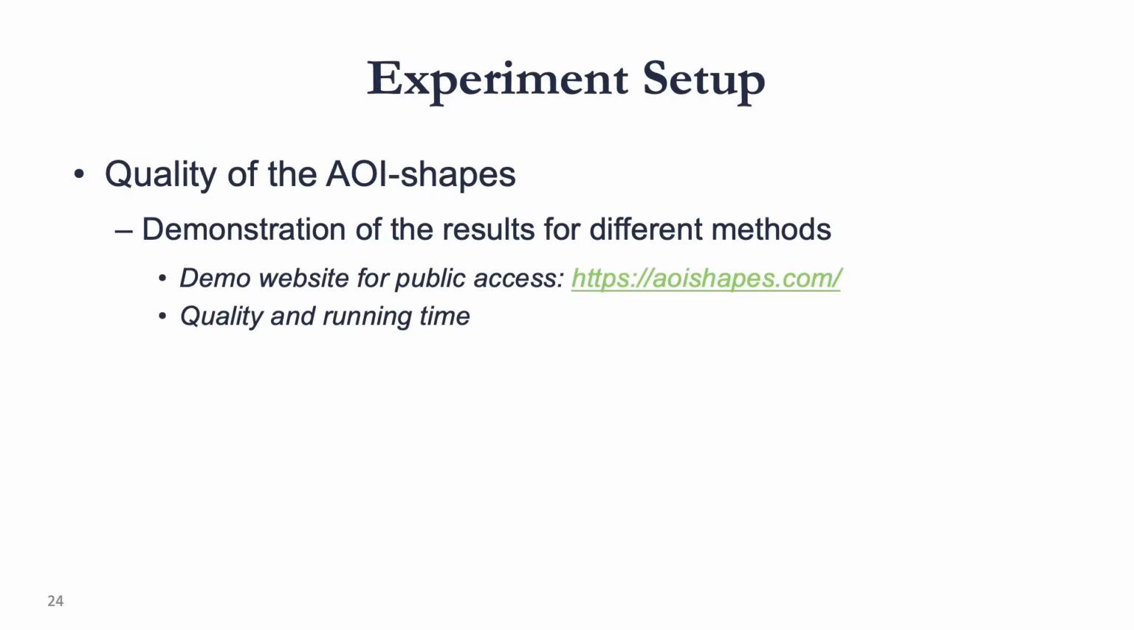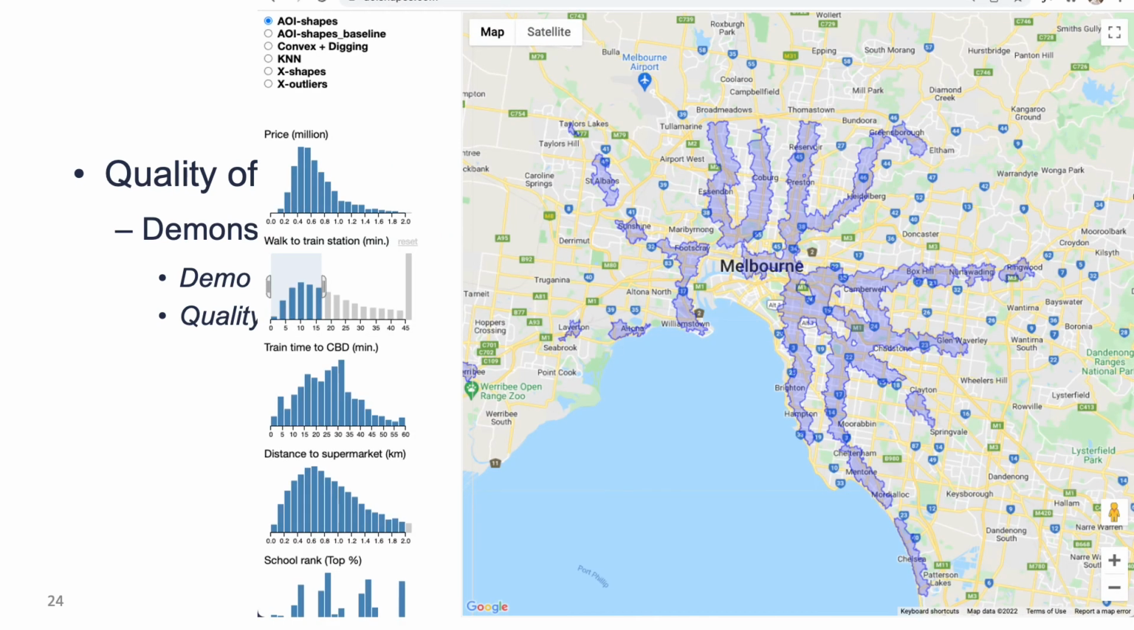We implemented an online demo system using Australian real estate data to demonstrate the proposed AOI-shapes for the use of interactive visualization of user-defined AOIs. Besides AOI-shapes, we also implemented a few state-of-the-art alternatives for comparison.